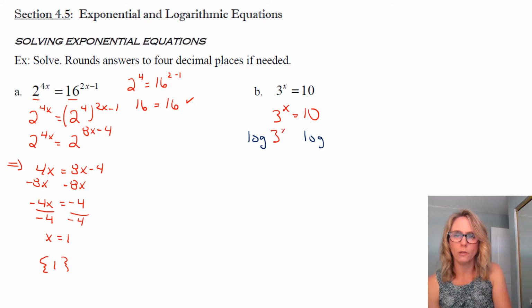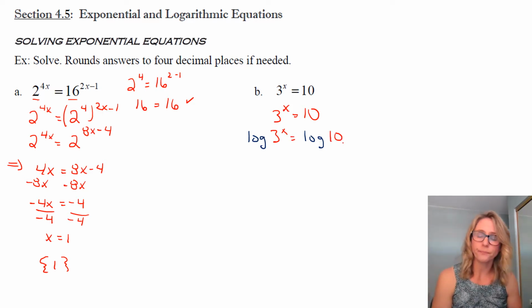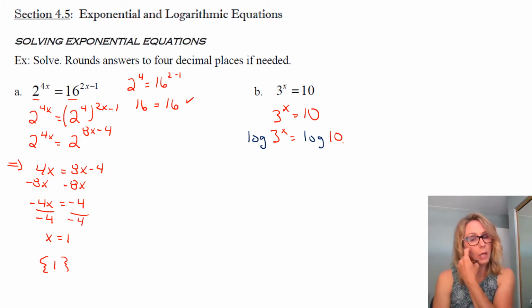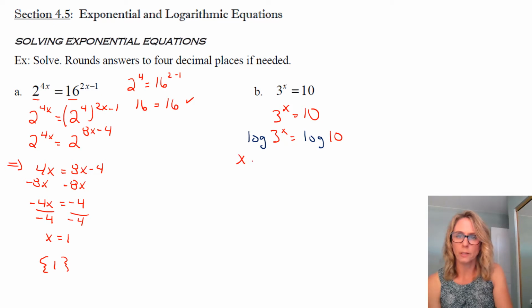I'm just going to write log, so you should recognize that what that means is that's base 10. If I just write log, that's the common logarithm, it's going to be base 10. But if you look at the left-hand side there, what it means is now I can take that x and bring it to the front and use it as multiplication. So x times log 3.